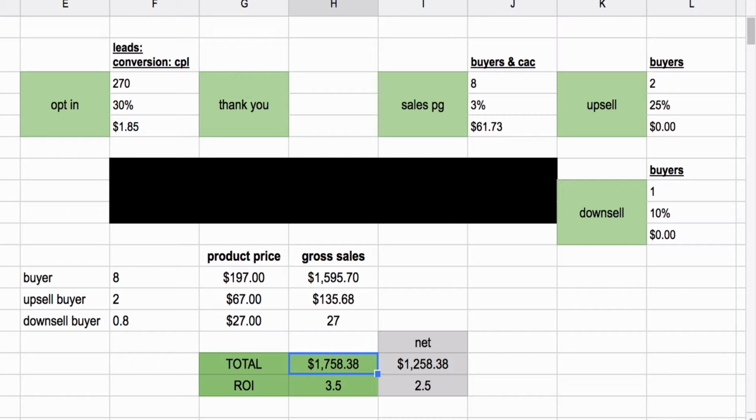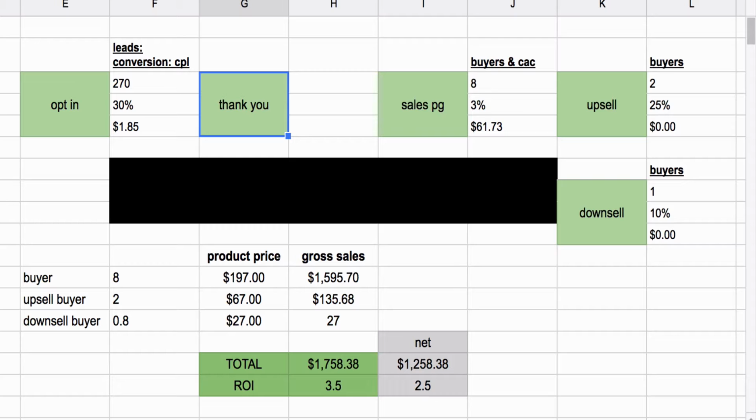So it's a 3.5 to 1 return on your money, right? The equivalent of you giving me $1 and me giving you $3.50 back. Now, after you subtract the ad spend, because that was an expense, then you have $1,258 in pure profit, which is still a 2.5 to 1 return on your money. Again, so the analogy is you give me $1 and I give you $2.50 back in profit. So hopefully this helps you visually see how the process works, how the money flows.